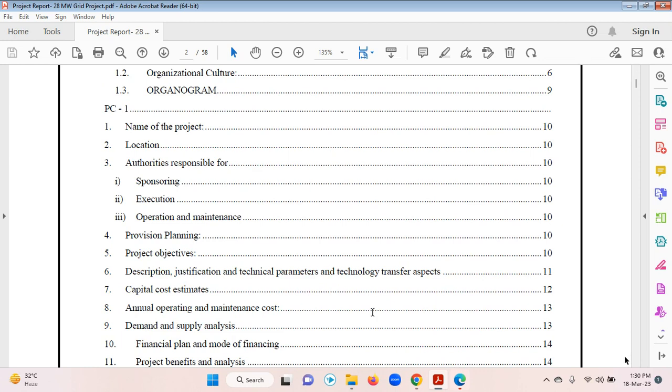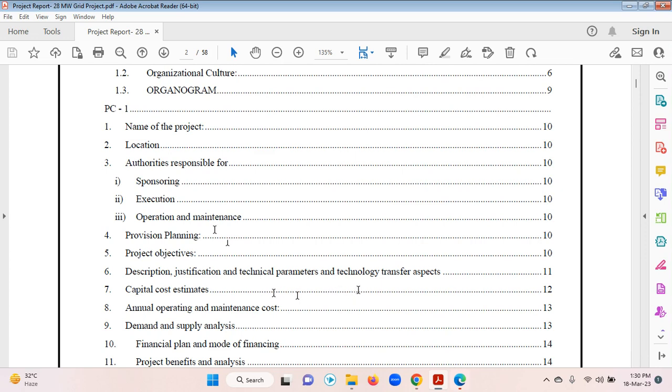You then need to share the provisional planning. What were the objectives, the quantifiable objectives for which you needed to pitch this project? Then you have to share the justification and the technical parameters of the project. The seventh point you need to share is the total cost estimates.